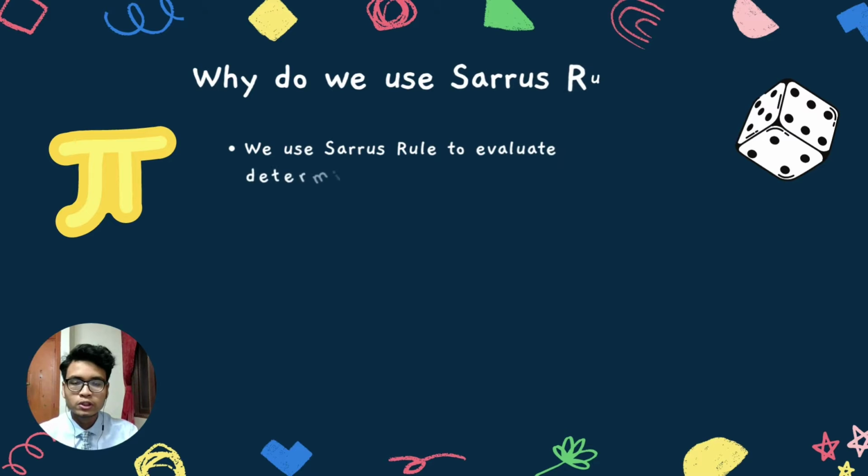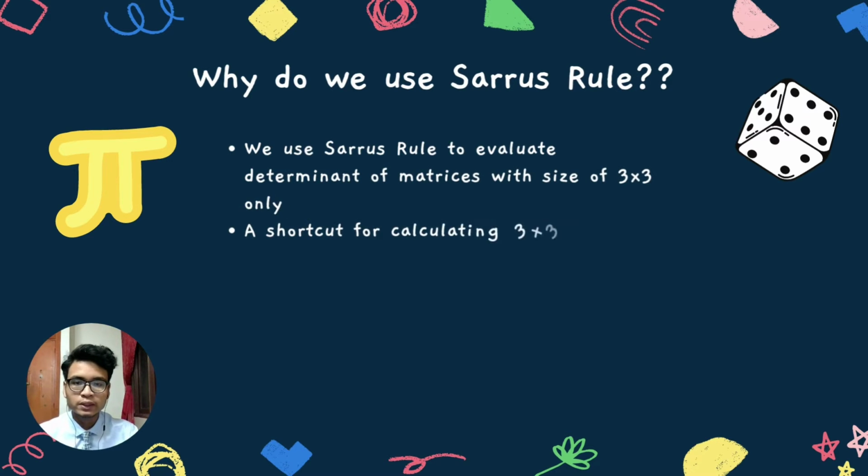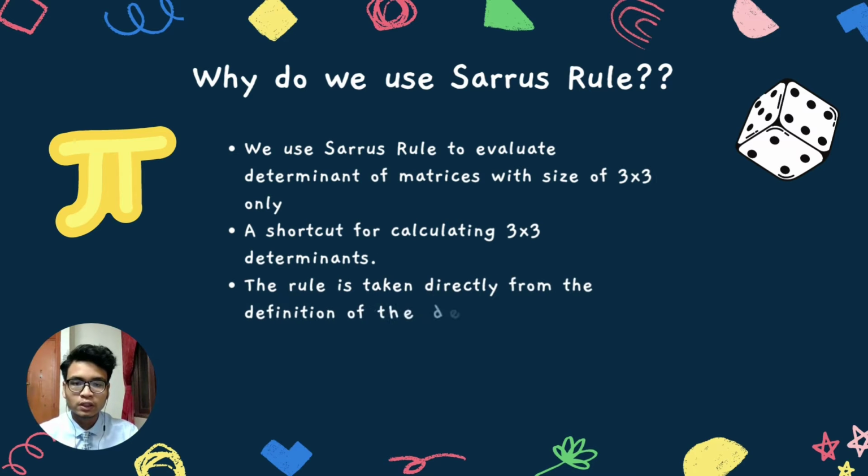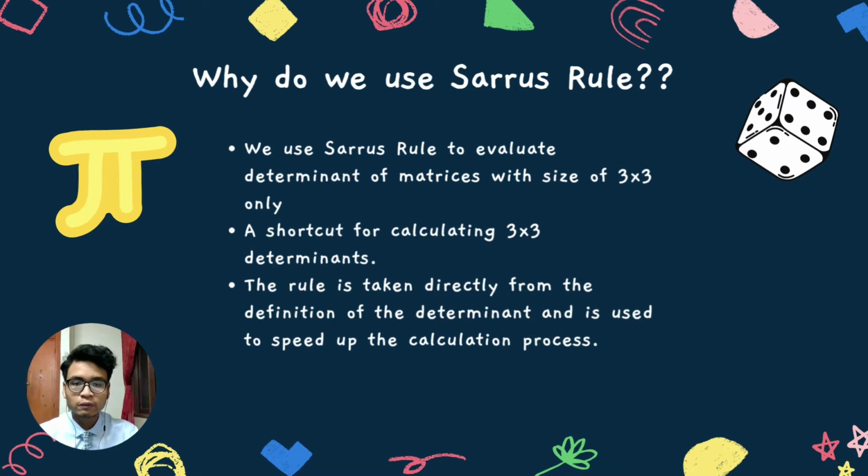Next, why do we use Sarrus' rule? First, we use Sarrus' rule to evaluate the determinant of matrices of size 3x3 only. Second, it is a shortcut for calculating 3x3 determinants. Lastly, the rule is taken directly from the definition of the determinant and used to speed up the calculation process.